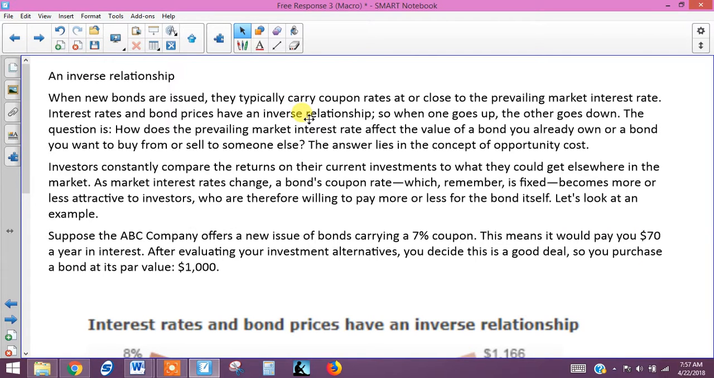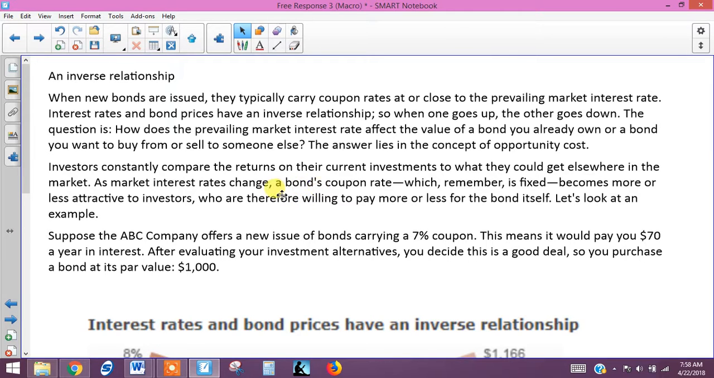Okay, so the key, you can pause the video and read this and take as much time as you want, but the key is the concept of opportunity cost. So you have to think about folks who buy bonds are investors. They're actually lending money expecting a return. So they're constantly looking around for the best return for their money.